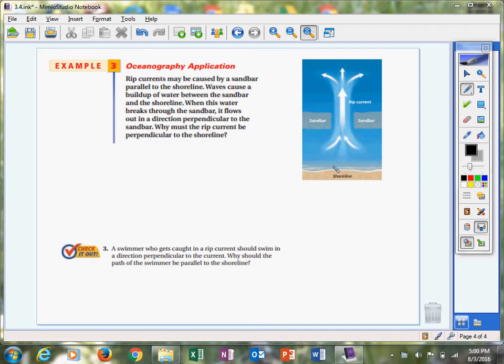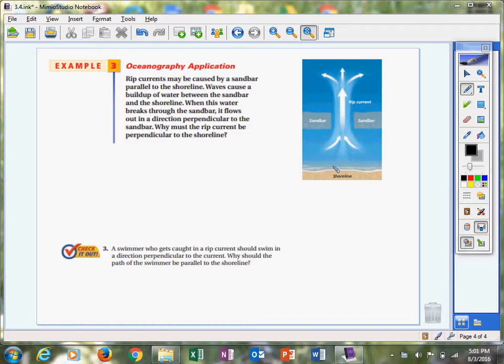This is a huge application for us because we live on the coast, and I don't know how much you go to the beach. I go to the beach a lot. I don't necessarily go in the water as often as other people, but rip currents are a big deal in our area, and so we need to understand the geometry behind it because it could save your life if you're out swimming and getting caught up in it.